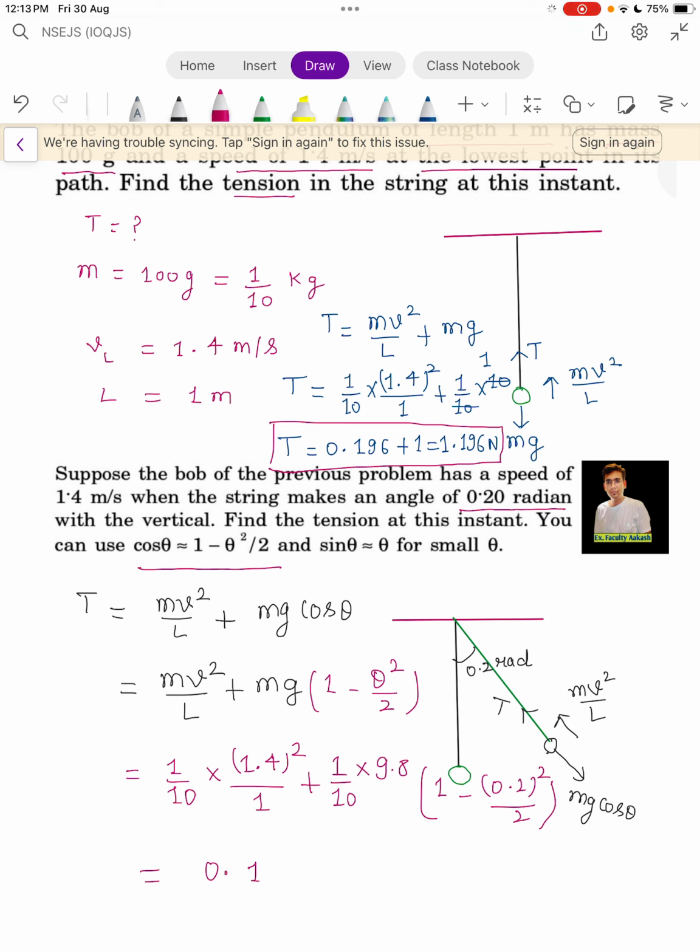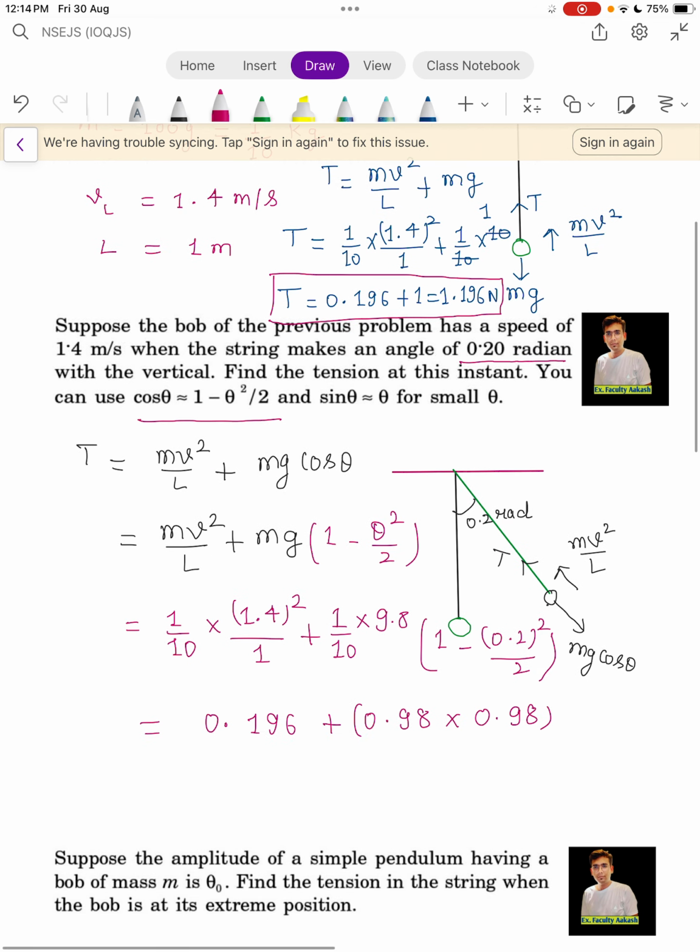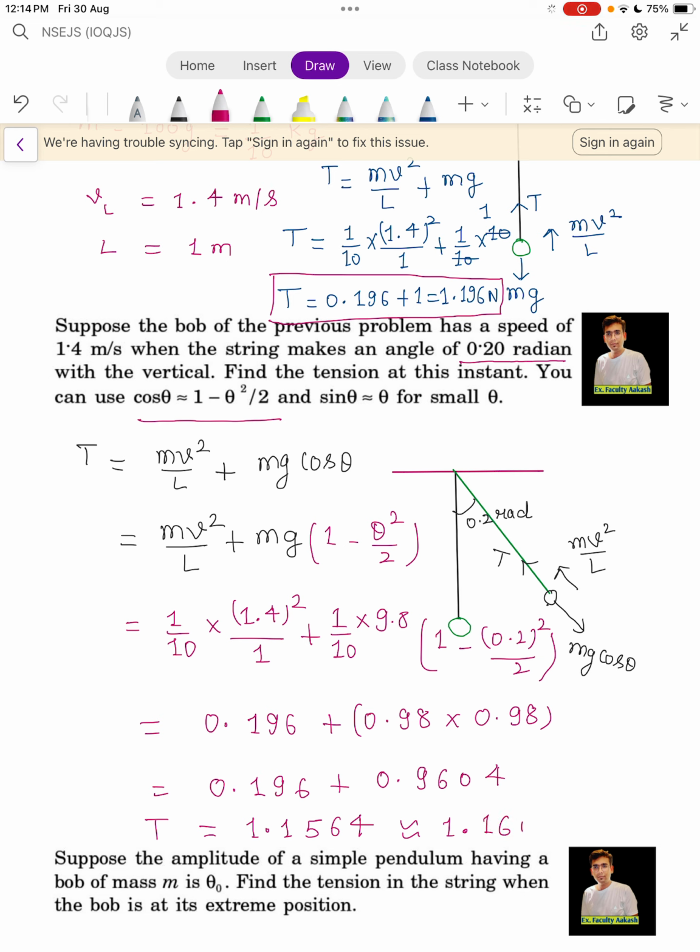So this becomes 0.196 as we have calculated in previous problem, and this becomes 9.8/10, 0.98 into 1 minus 0.02, 0.98 again, and this comes out to be 0.196 plus 0.9604, or you can say the tension becomes 1.1564, nearly 1.16 Newton. This is our required result. This will be your answer.